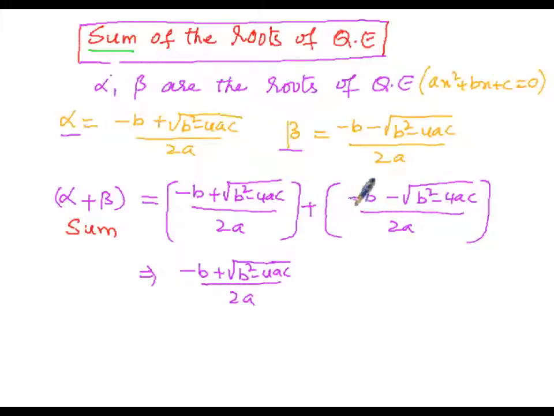Therefore, plus into minus is minus, then b plus into minus is minus root of. So here let us write as it is. So here plus, so it is minus b minus root of b square minus 4ac overall divided by 2a.